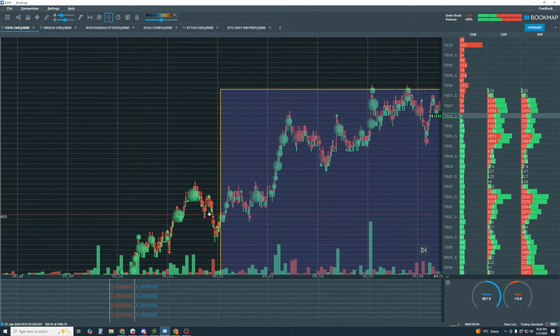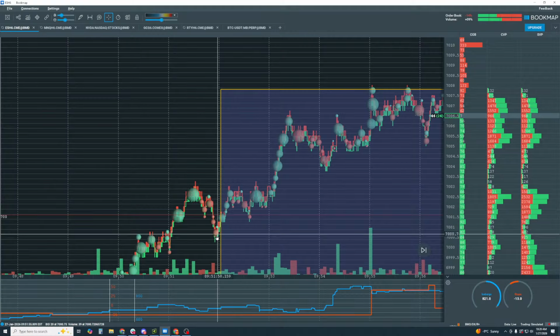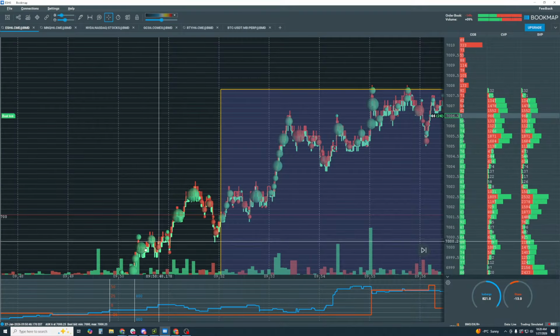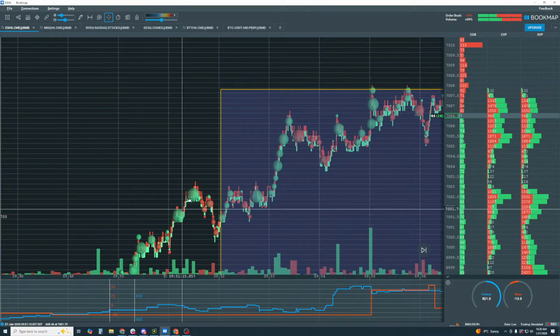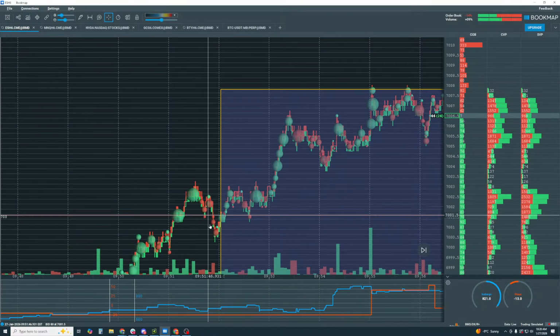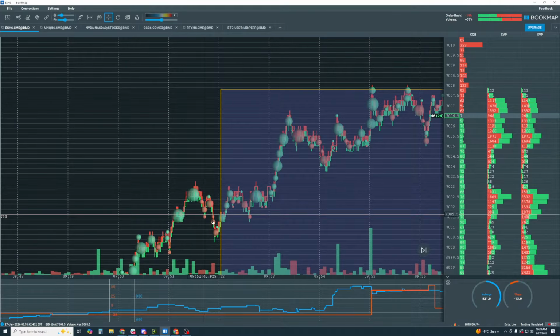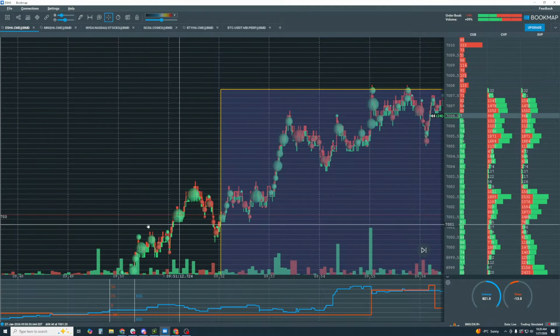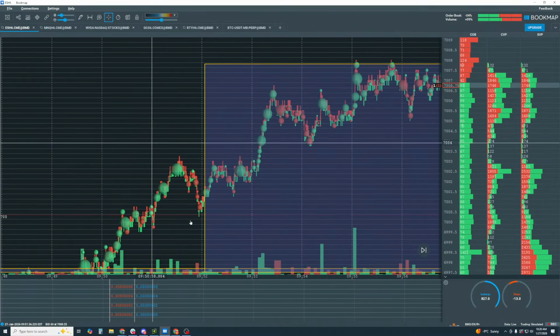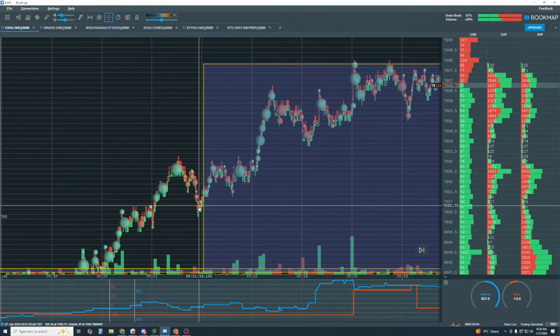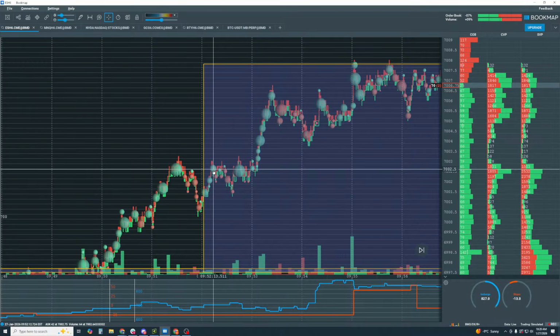Okay, here's one right here. A beauty. All right, so we have the opening drive. Look at all that volume. Look at the pullback here. Look at the volume in the bars and the dots and the colors. And there is your low volume pullback right here. Okay, beauty. Come back up.